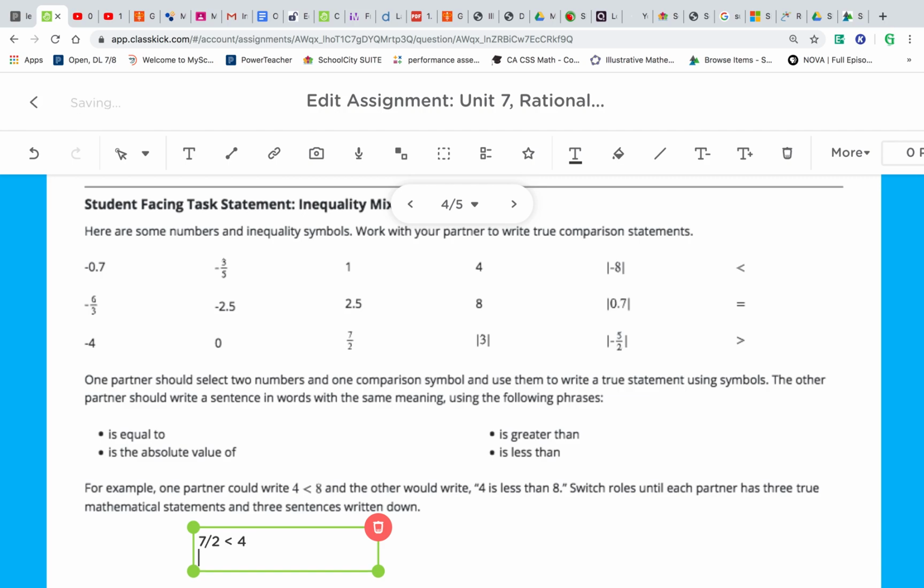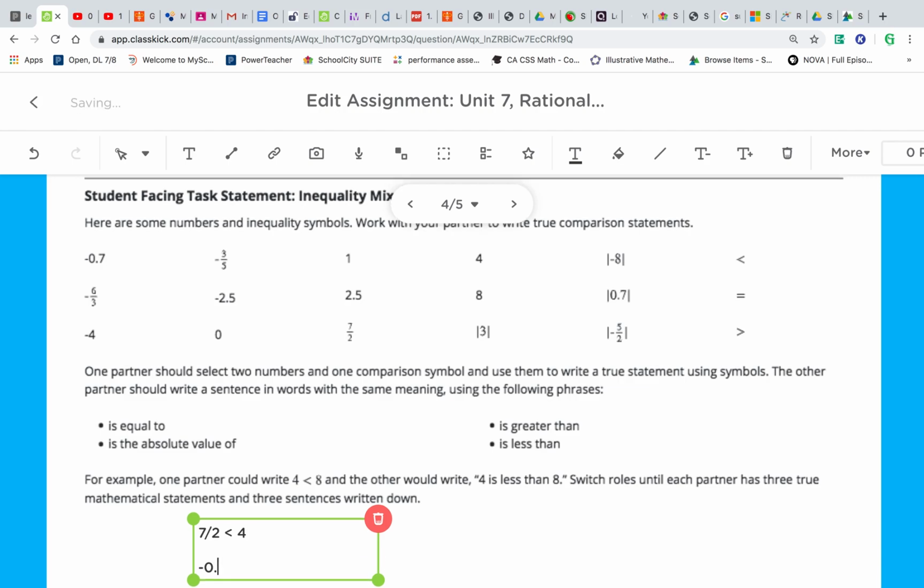Another one that I think might surprise you, negative 0.7 and negative 6 over 3. So look at this here. Negative 0.7, believe it or not, is greater than negative 6 over 3. And why, you might ask? Well, negative 0.7 is only 0.7 away from 0. Negative 6 over 3, that's negative 2. That's 2 full numbers away from 0. This is going to be a smaller number.